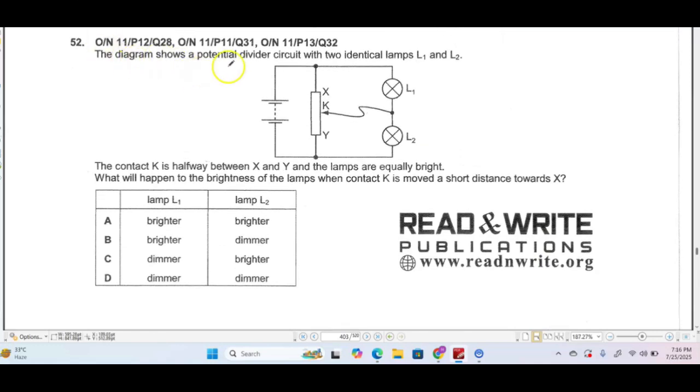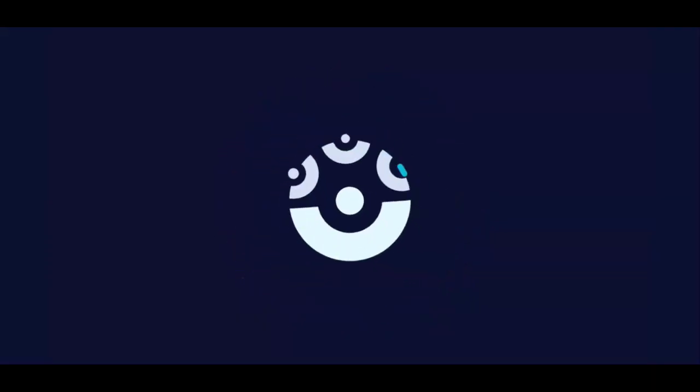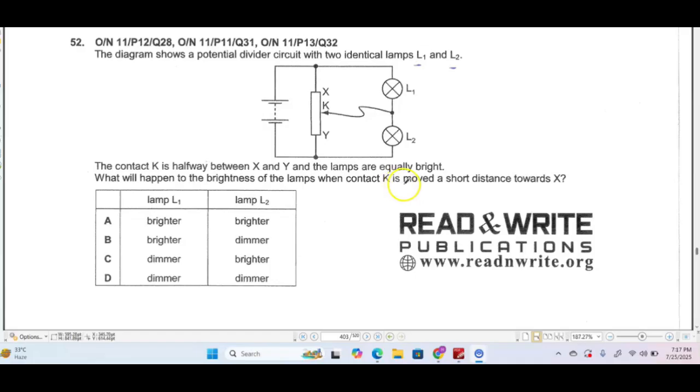Question number 52. The diagram shows a potential divider circuit with two identical lamps L1 and L2. The contact K is halfway between X and Y and the lamps are equally bright. Obviously, the resistance on both the sides is the same. What will happen to the brightness of the lamps when the contact K is moved a short distance towards X? If this goes here, the resistance of this lamp is going to increase, and the resistance for this lamp is going to decrease. This much we can understand.